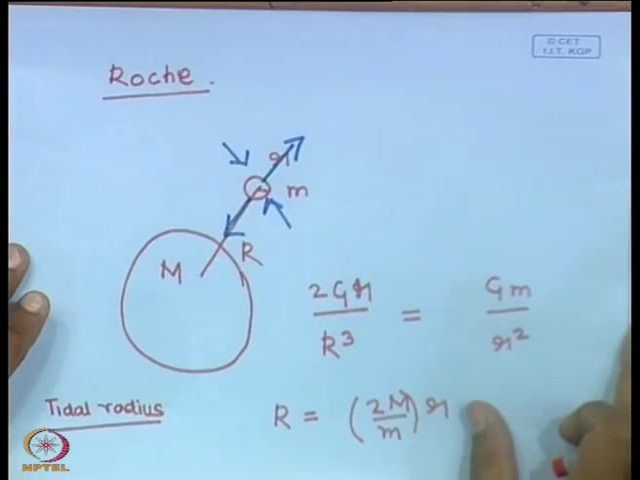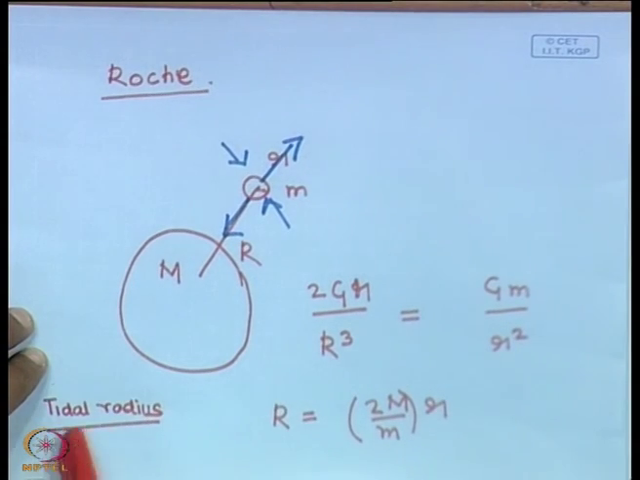So, I will request you, this is something that you have to do as an assignment, and you should give a written report on this. Please read up on the possibility that you can form rings around planets by the disruption of satellites through tidal forces. Read up on whether it is possible to form rings around planets by tidal disruption of satellites. This was investigated by Roche, and he arrived at this interesting concept of a tidal radius, which has applications in various other situations also.